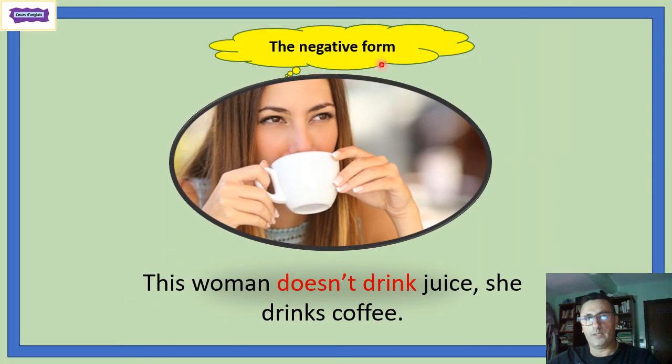Par exemple, the negative form. This woman, cette femme, this woman doesn't drink juice. She drinks coffee. Cette femme ne boit pas de jus, elle boit du café.